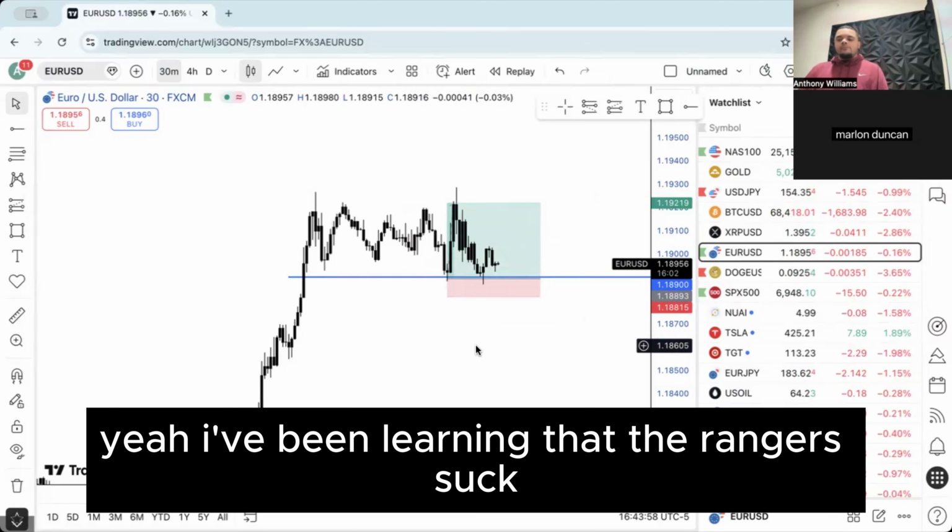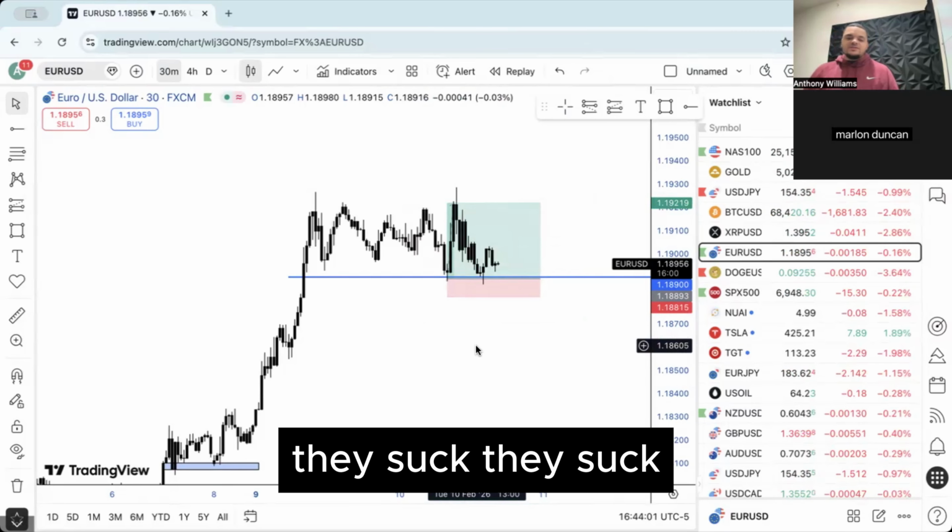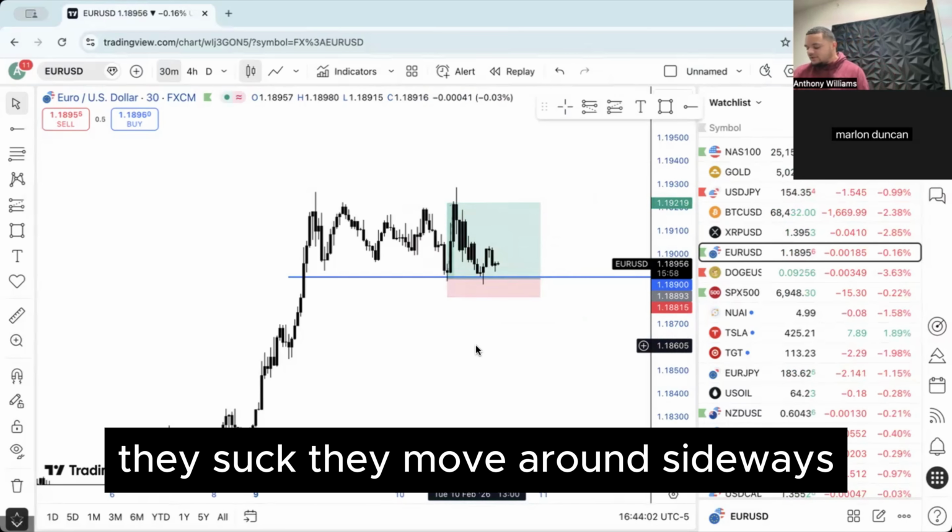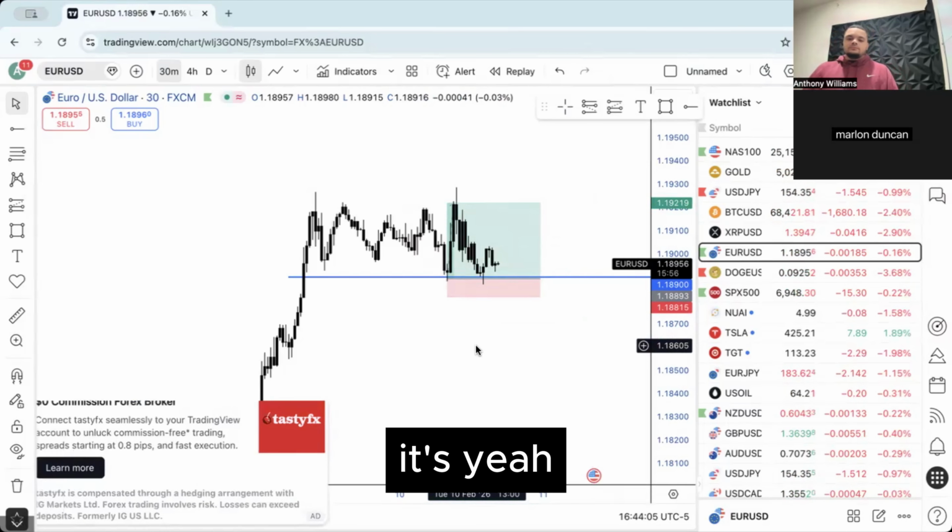Yeah, I've been learning that ranges suck because you don't know. They suck. And they move instantly, around gambling, sideways. They get weird.